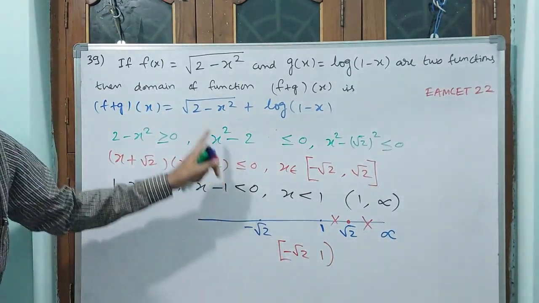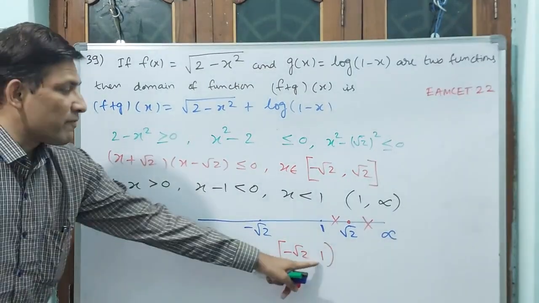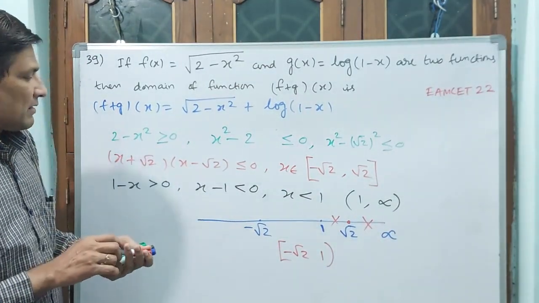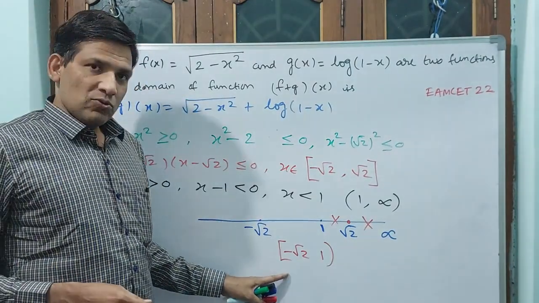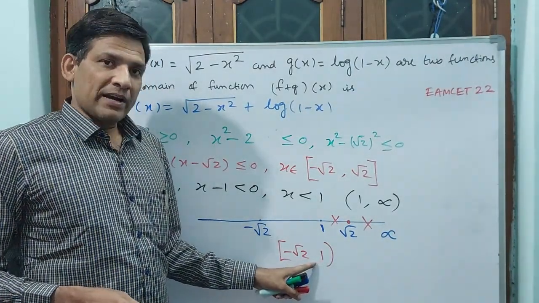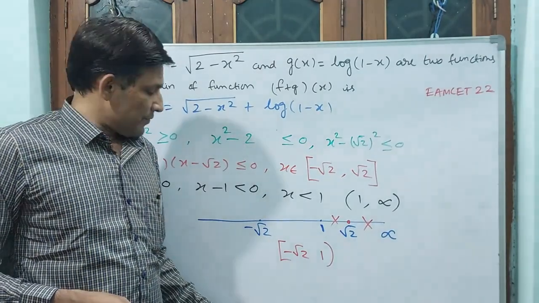See here, minus root 2 is a closed interval. 1 is not a closed interval. It is an open interval. Okay. That means the answer for this question is closed interval minus root 2 to open interval 1. This is the answer. Okay. Take this.